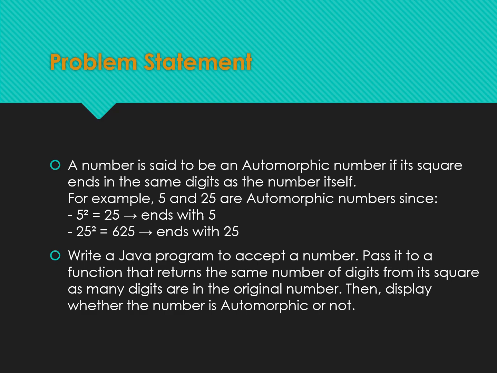Take the number 5. The square of 5 is 25, and it ends in 5, the original number, so 5 is automorphic. Now consider 25. Its square is 625, which ends in 25. Again, it is automorphic. Let's try 6. The square of 6 is 36.